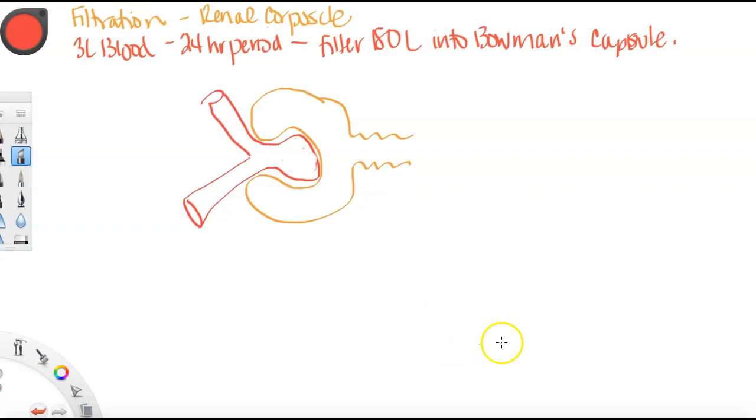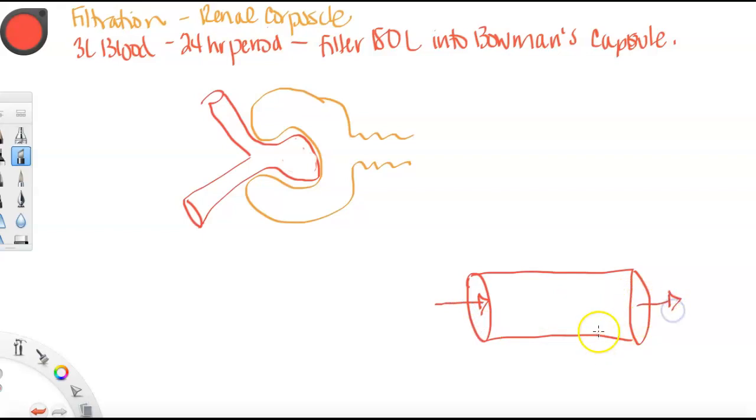So what happens at the capillary bed? Well, let's look at a regular capillary bed for a second. We should remember this from when we looked at vessels. We have a part where blood enters the capillary bed and where blood leaves it. Blood enters from an arteriole at some amount of pressure, basically blood pressure. We call it hydrostatic pressure.